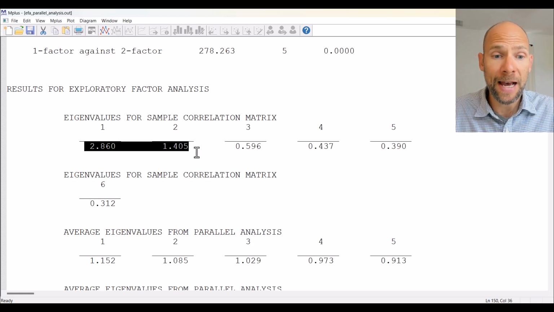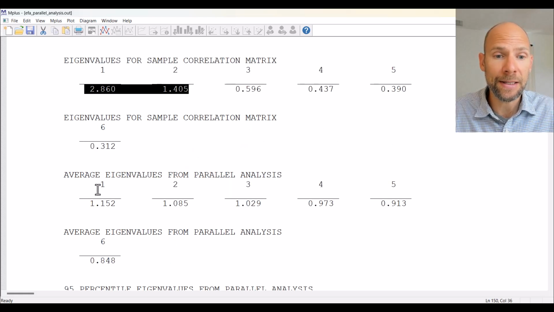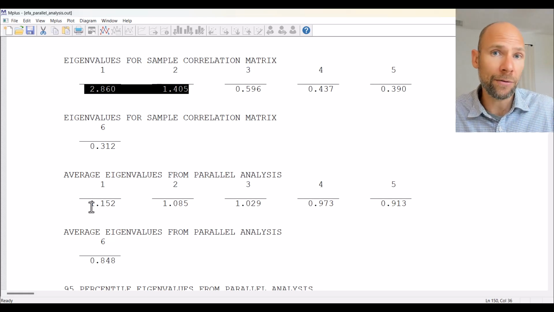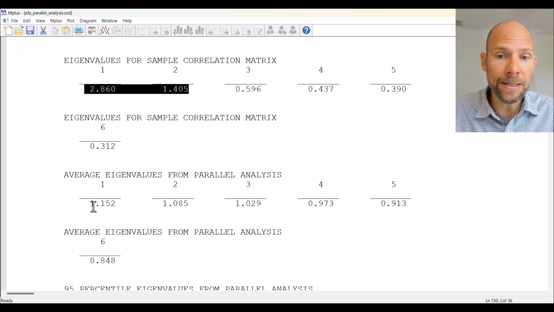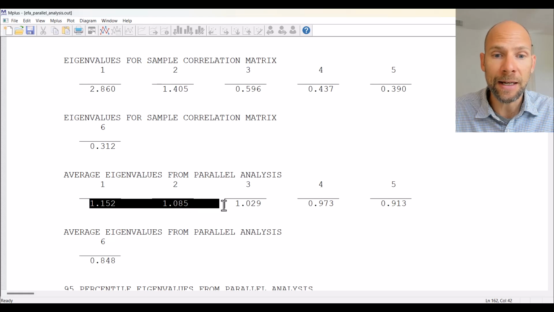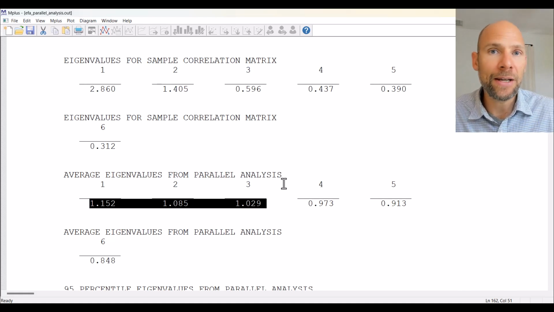Also, you get the eigenvalues from the parallel analysis averaged across those 100 replications, those 100 simulations that were conducted for the parallel analysis. And you can see that even for random data, we have eigenvalues that are greater than 1. Here specifically, there would be 3 eigenvalues greater than 1. So in other words, the eigenvalue greater than 1 criterion may not be the best because even random data will produce eigenvalues that are greater than 1.